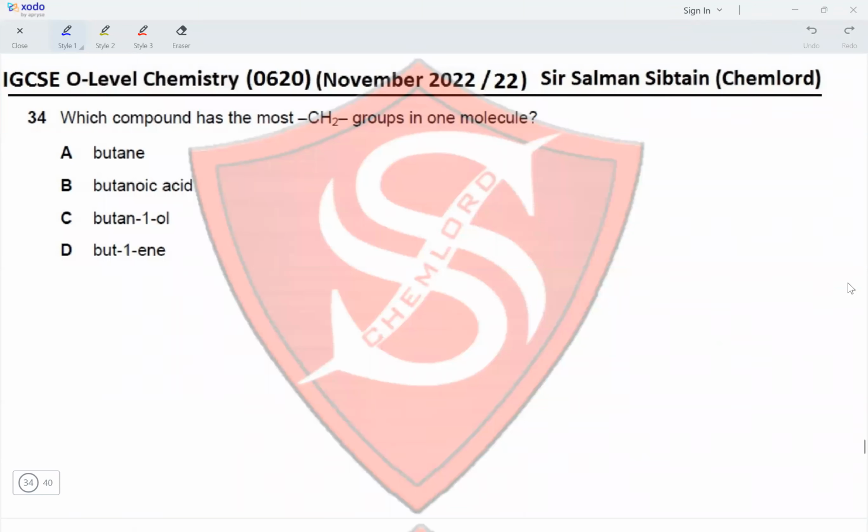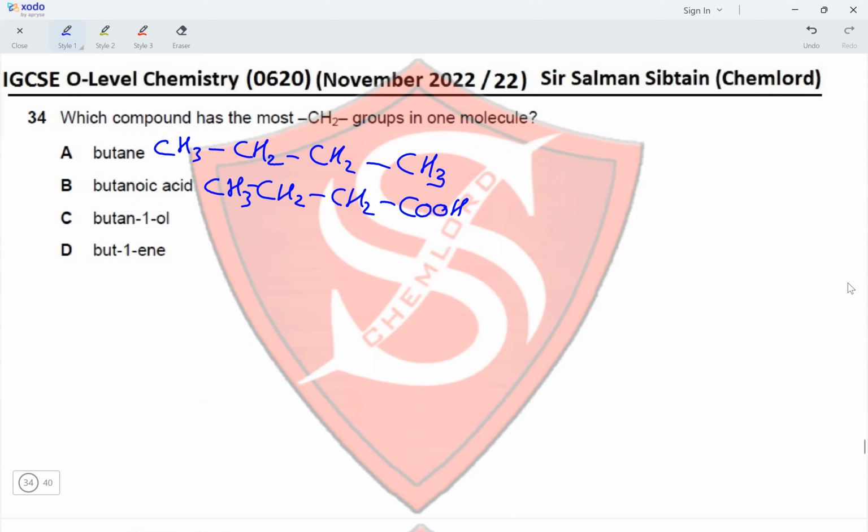Question 34. Which compound has the most CH2 groups in one molecule? Butane. This would be CH3, CH2, CH2, and then CH3. This has two CH2 groups. Next, we have butanoic acid, CH3, CH2, CH2, and COOH. This has the same number of CH2 as butane. Next, we have butan-1-ol. CH3, CH2, CH2, CH2, and OH. This has three. The greatest number of CH2 groups so far.